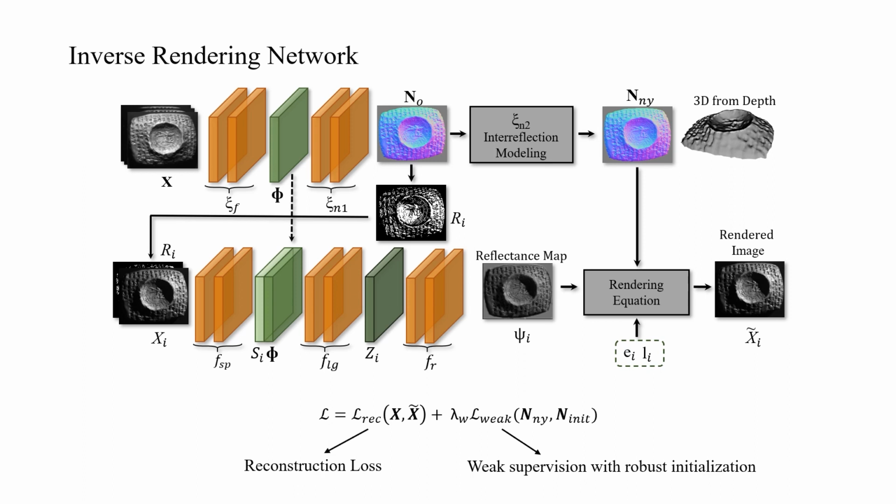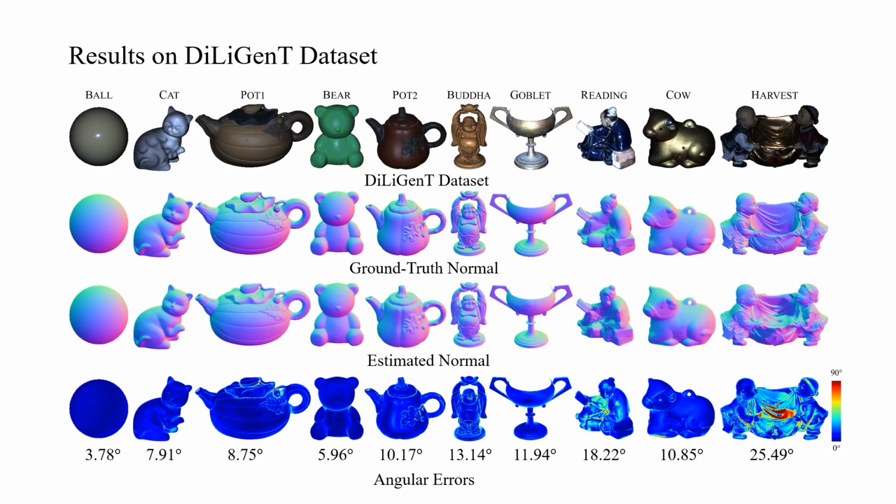To make the learning process more stable, we also introduce a weak supervision loss. The weak supervision term basically guides the network by using an initial normal estimate computed using a robust algorithm. We use this term only at the initial stages of the learning to warm up the network. We evaluate the performance of our method on two different datasets.